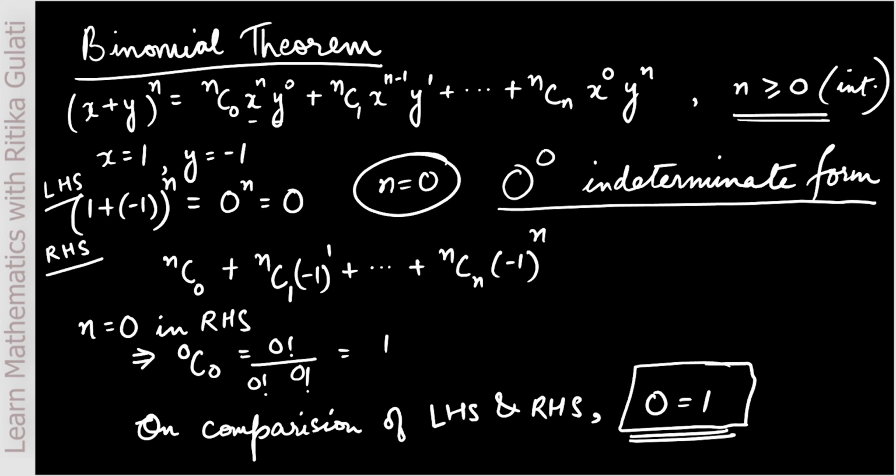So when we are comparing the LHS and RHS in the case when n is equal to 0, that comparison we cannot do. However, if n was not equal to 0, then only this comparison can be true.